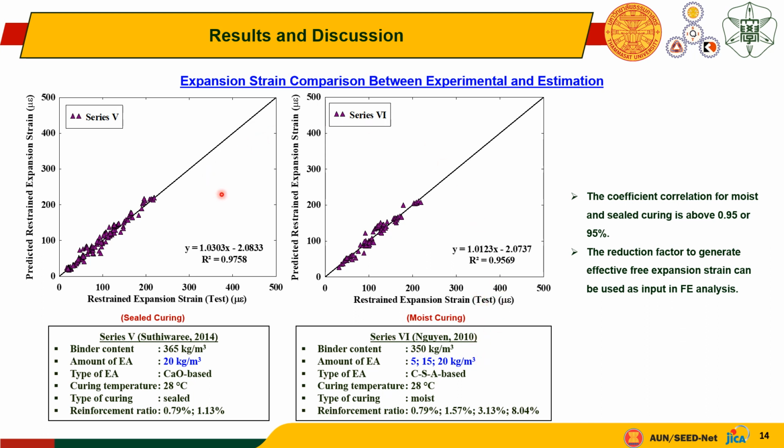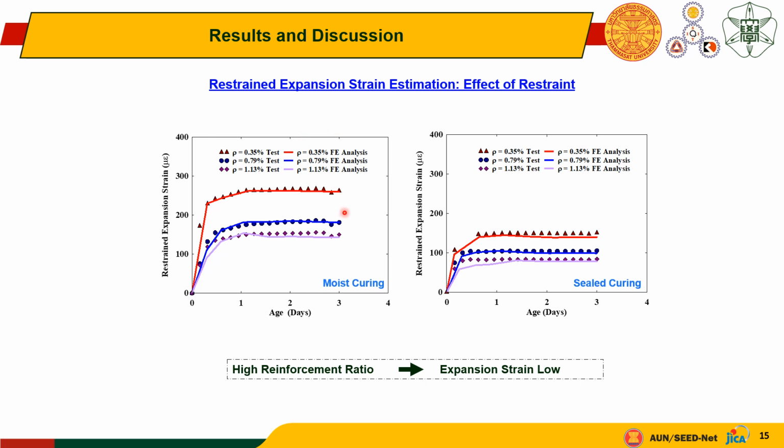So from this result, we can conclude that when we apply it to other researchers' data, the correlation is also high. So this reduction factor to generate effective free strain can be used as input in finite element analysis. This is an example of the comparison between finite element analysis and experiment. In this result, we can see that finite element analysis can predict precisely the experiment with the variation of reinforcement ratio, both for moist curing and seal curing.